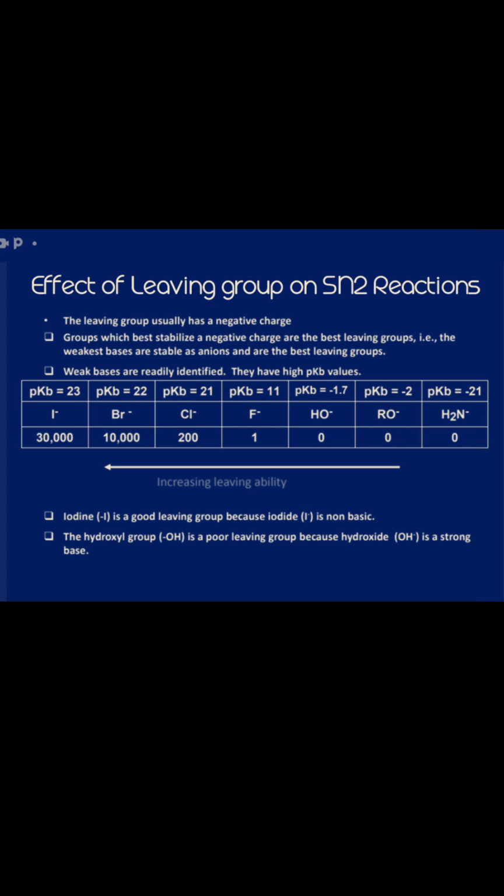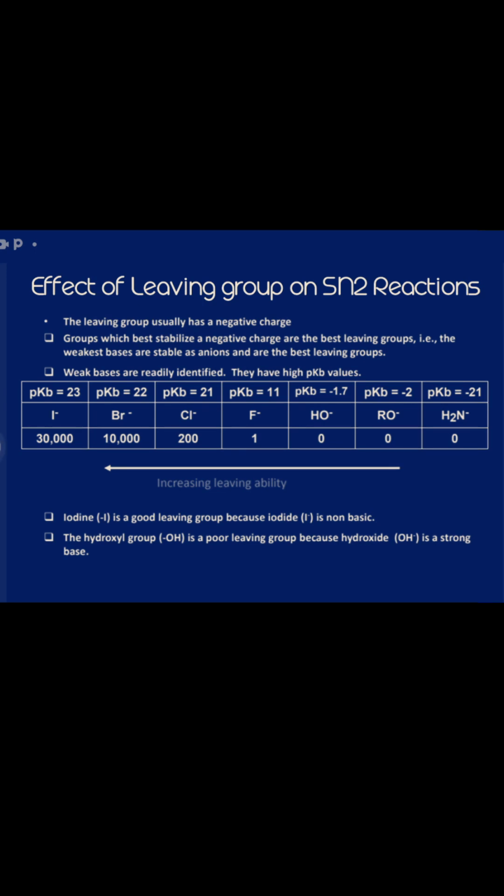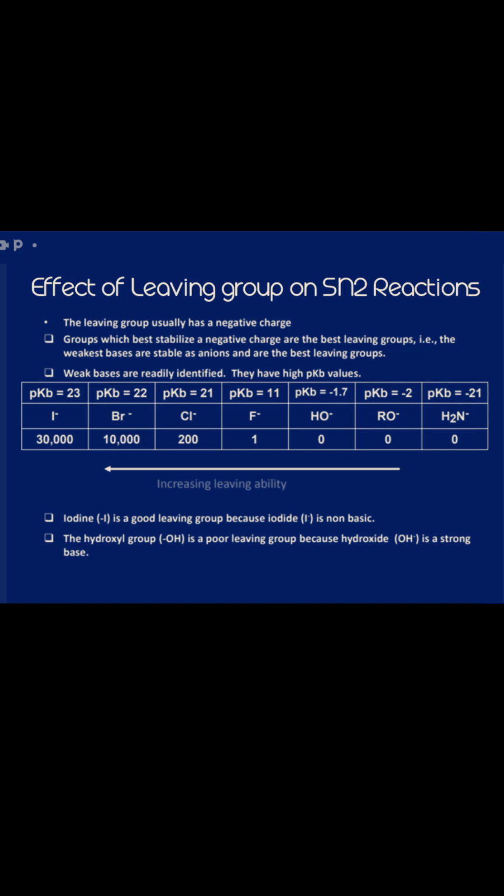And the first point is that the leaving group usually has a negative charge. You know that it has a negative charge. For example, I minus, Br minus, Cl minus, F minus, OH minus, RO minus and H2N minus. This is the first point, that a leaving group usually has a negative charge.